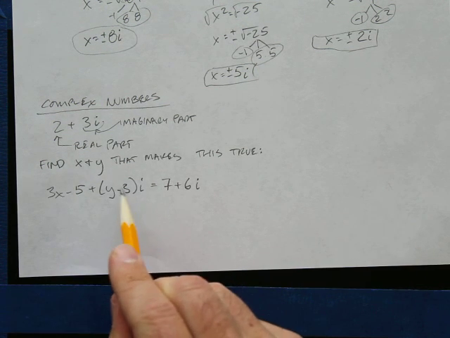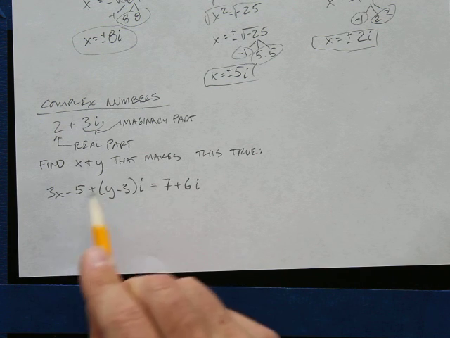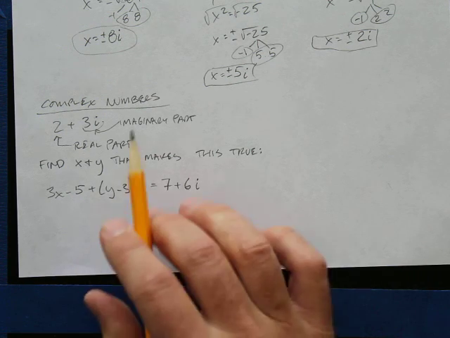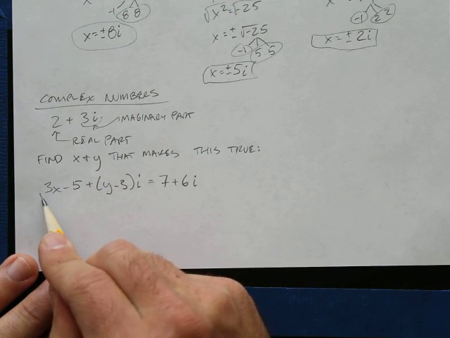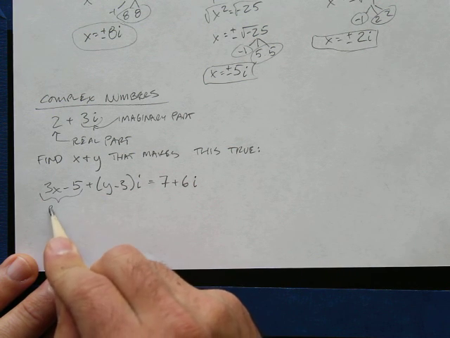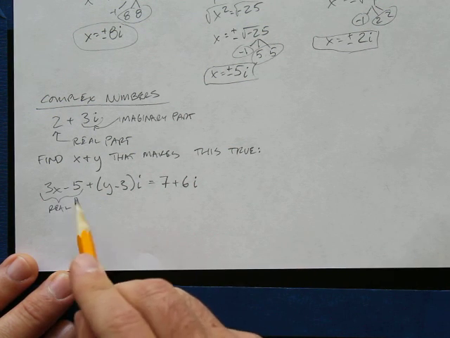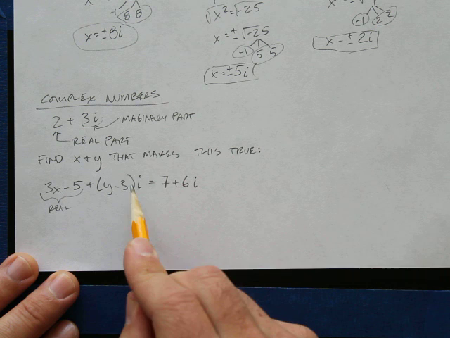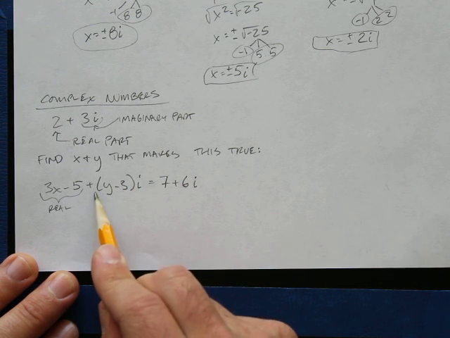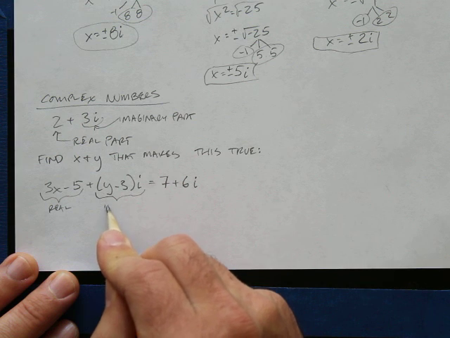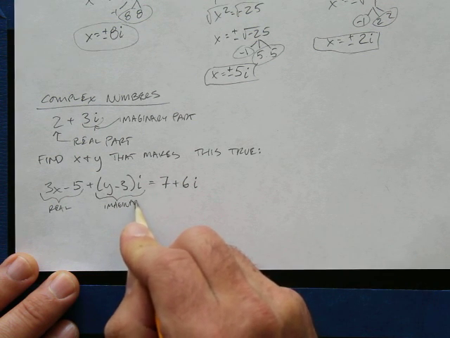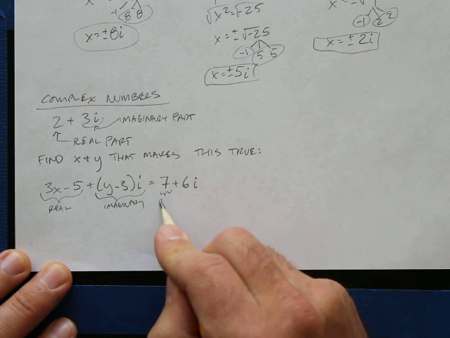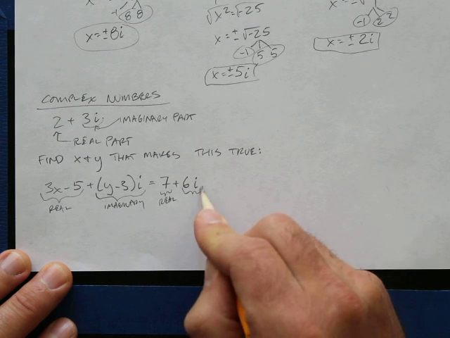Okay, now we need to look at this. We're going to break this up a little bit so that we can look at it from a different perspective. We're going to look at this part here as the real part. Notice how there's no i being multiplied by these numbers here. This one is being multiplied by an i. So this here is the imaginary part. Now on the other side of the equal sign, I've got my real part and I've got my imaginary part.